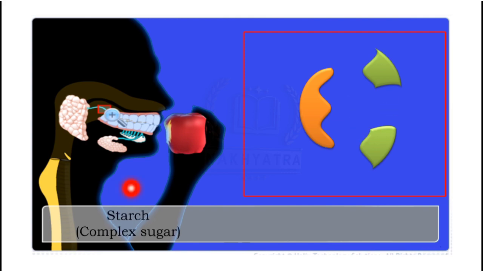Now see here, starch, which is a complex sugar, in the presence of the enzyme salivary amylase, breaks down into simple sugar. So starch is a complex sugar.